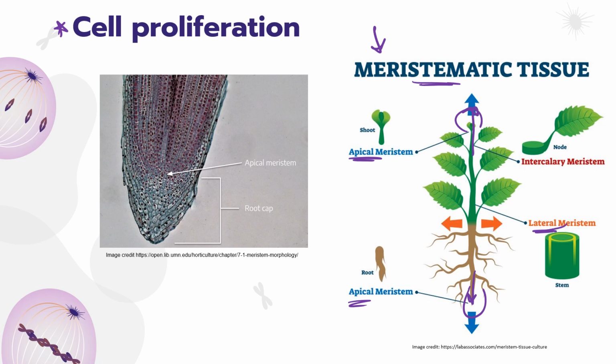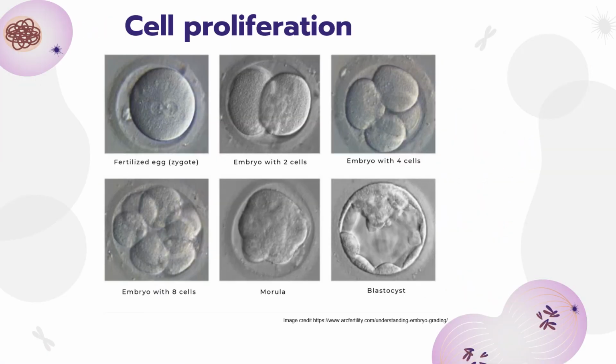There's also lateral meristem around the stems, the branches, and that increases the width of those branches. When we're looking at tree rings, we're looking a lot at how that lateral meristem has increased the width of the tree trunks. We animals also go through lots of mitosis to grow additional cells.